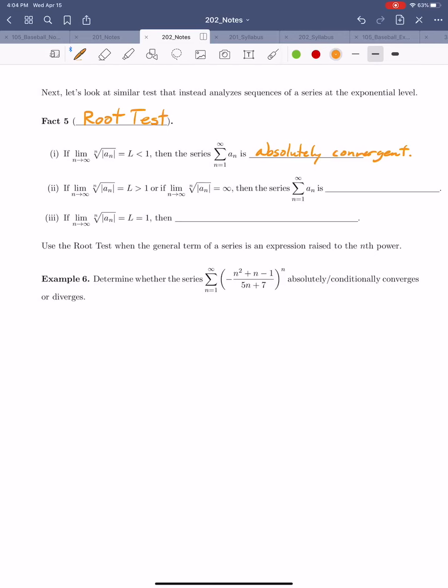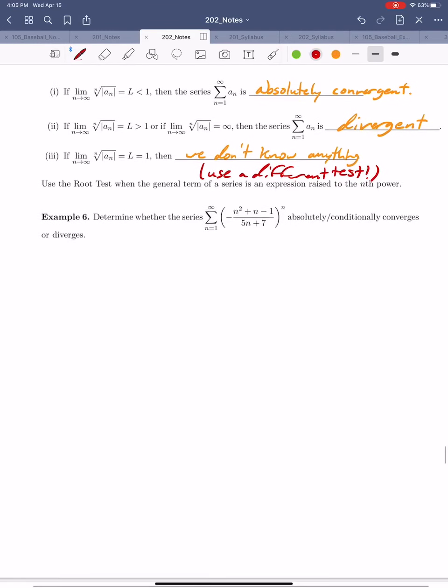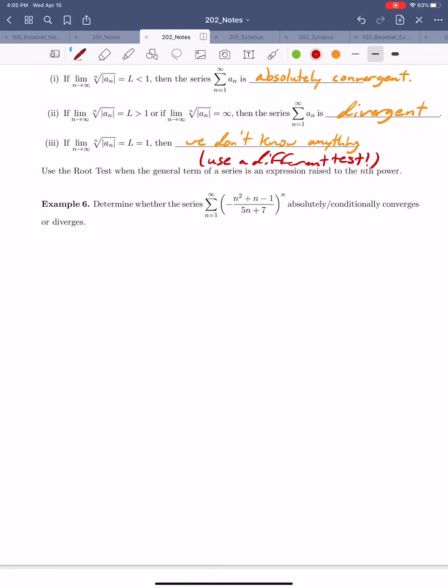If, on the other hand, the term is getting exponentially bigger, well, you might imagine our series is going to diverge. And if you take the nth root and you get that it equals 1, well then, once again, we don't know anything. We have to, again, use a different test. So I left you an example. Example 6. Try to do that. See how it goes.